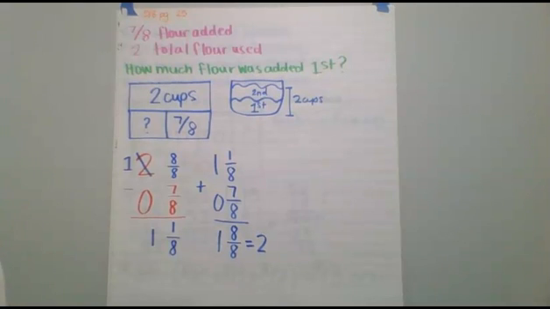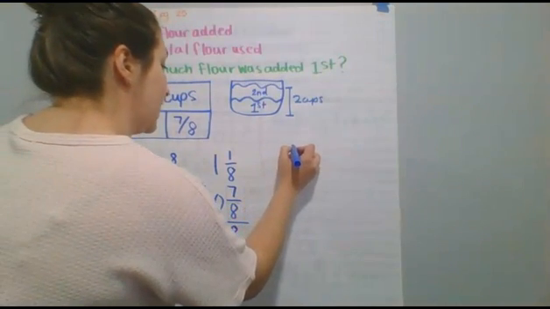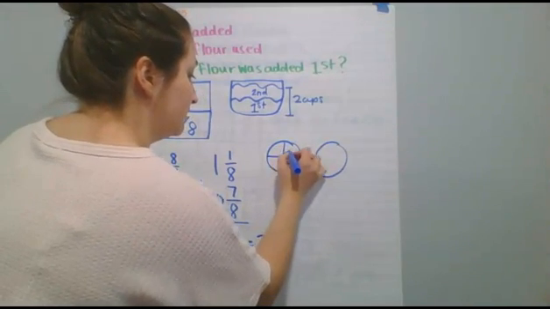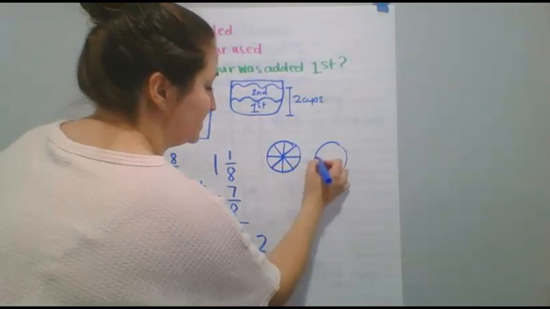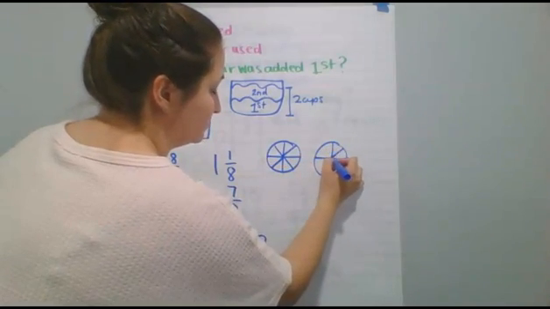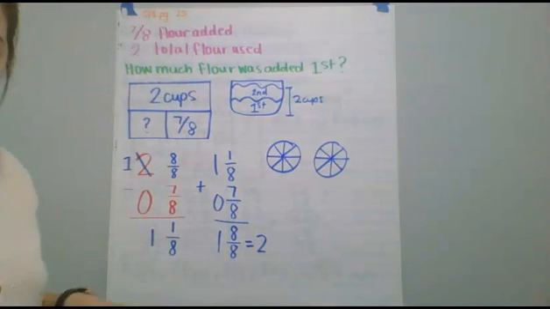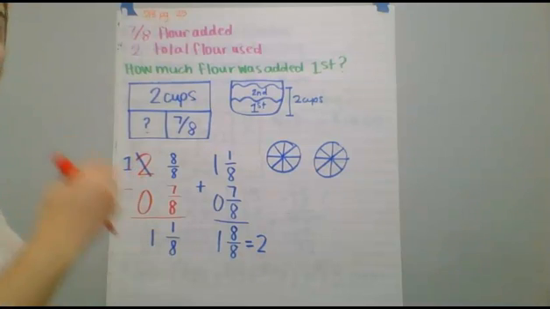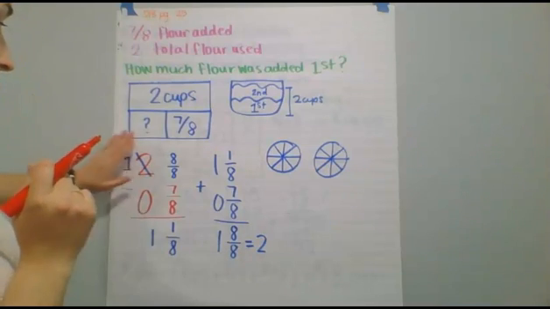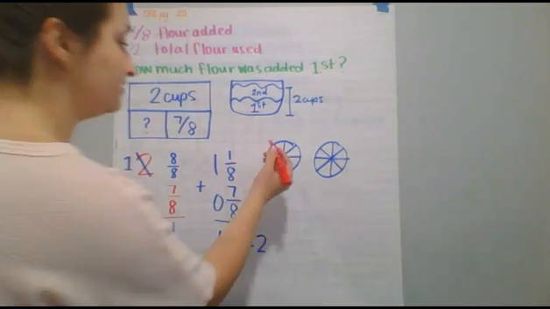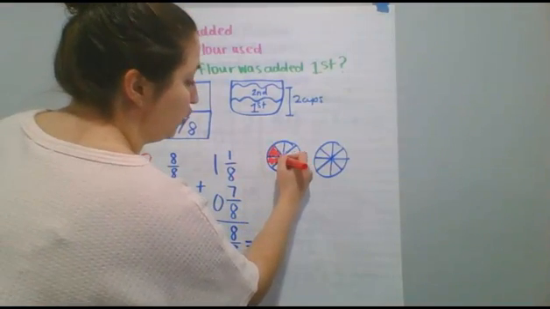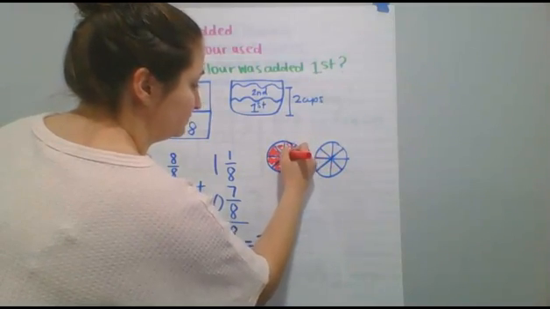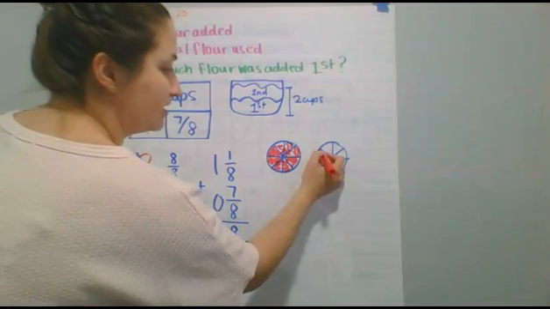I can also draw a picture. So I can do 2 wholes and break them into 8 pieces. Squares, rectangles, whatever is easier to draw. So use whatever visual you want, whatever shape. So I have 1 1/8 already used. So 1 whole circle is going to be filled in. And then 1 out of 8.